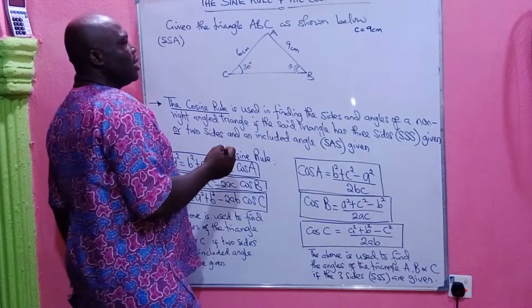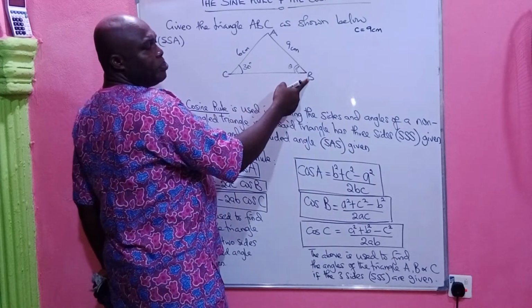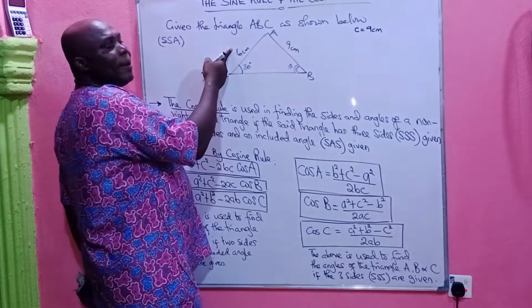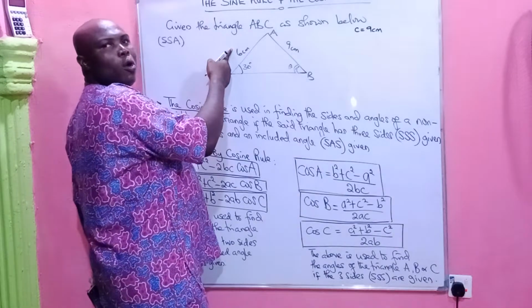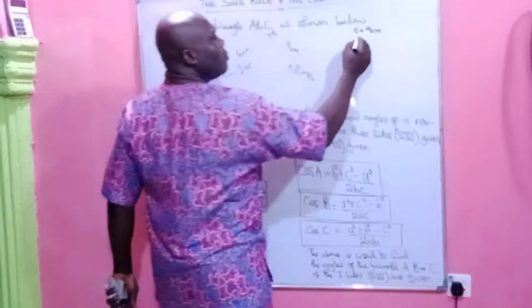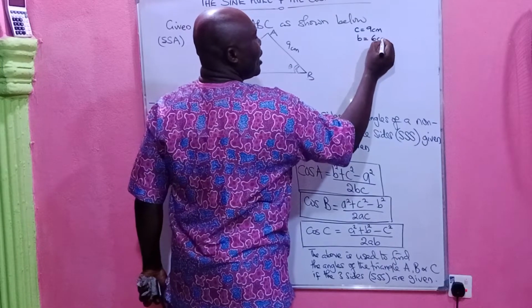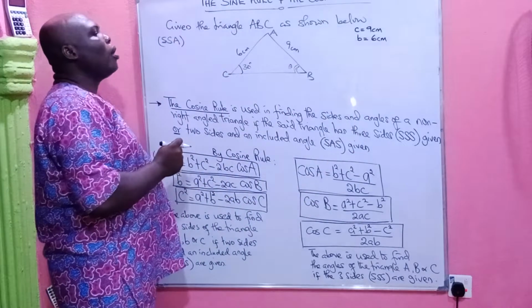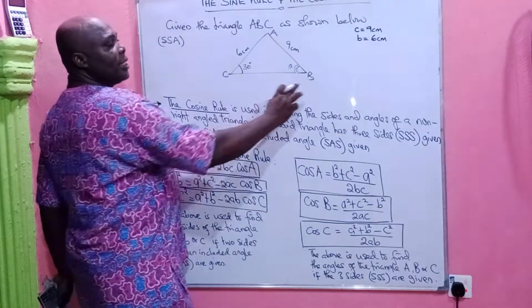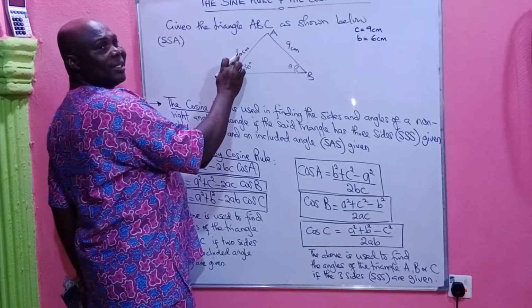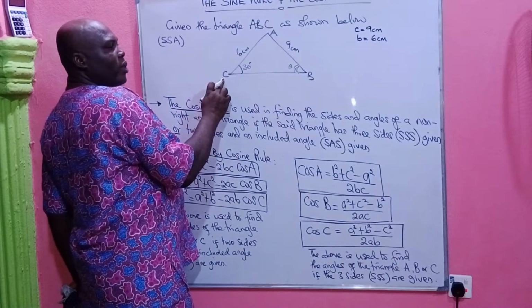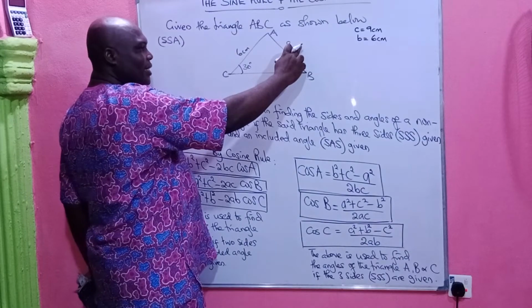All right. Now, this is big B. The side facing the big B is the small b. So, the small b is given as 6 cm. Please take note of that. This is the big B, this is the small b, 6 cm. This is the big C, and this is the small c, 9 cm.